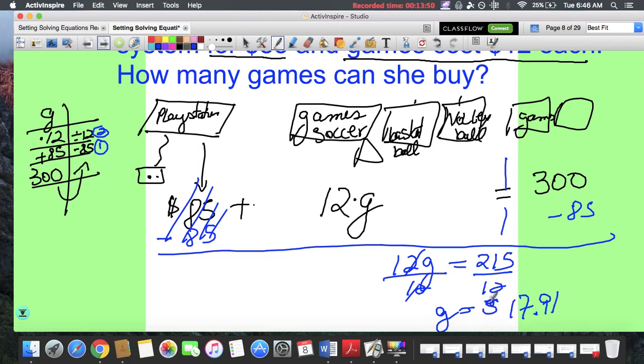215 divided by 12 rounds to 17.917. So we're going to leave it, not money, but this is how many games she can buy. She can buy 17.91 games. Can you buy 17 games? Yes. Can she buy 18 games? No. So the biggest number of games she can buy is 17 games, because she doesn't have enough money to buy the next one. Okay.